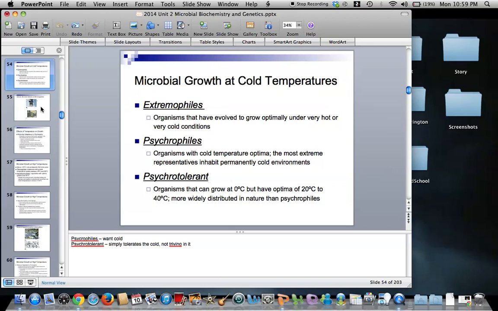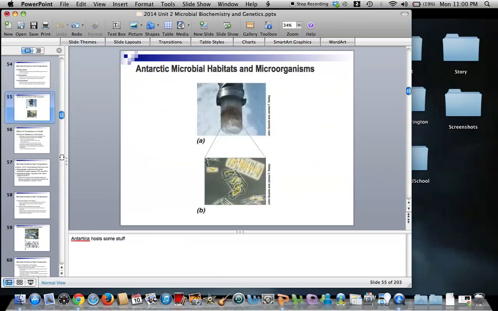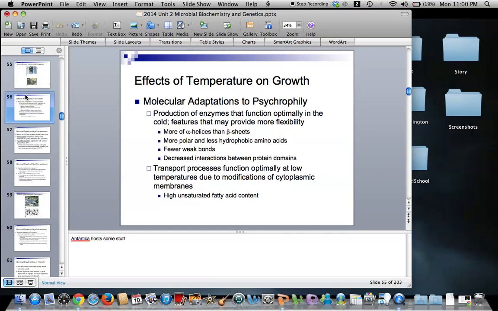Thermophiles are the hot. We just talked about that. Psychrotolerant can grow at cold, but usually have a mesophile optimum range. And obviously, since they can grow at more ranges, they physically grow in more places. The Antarctic has microbes. Effects of temperature on growth.